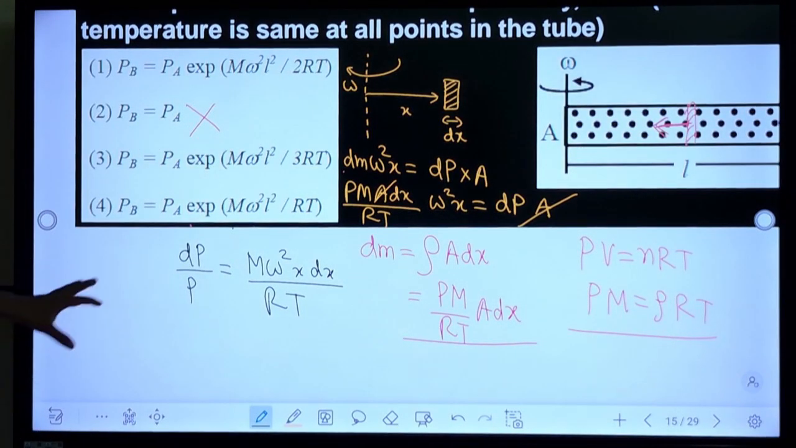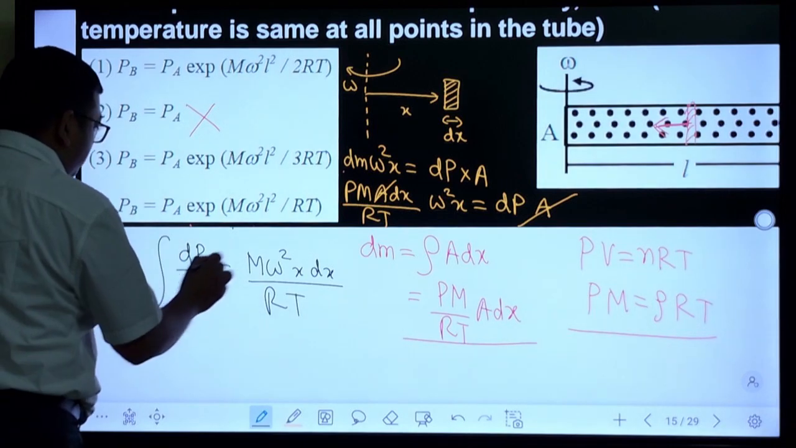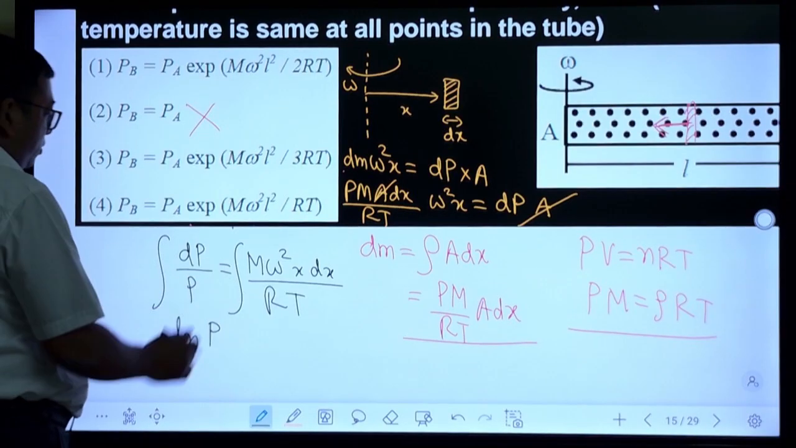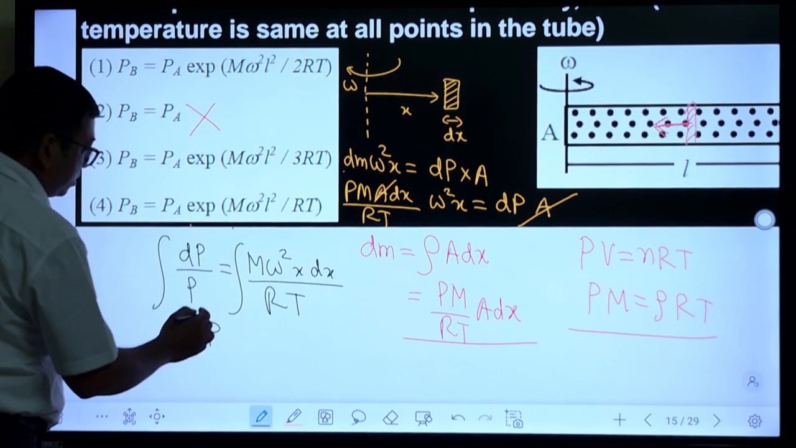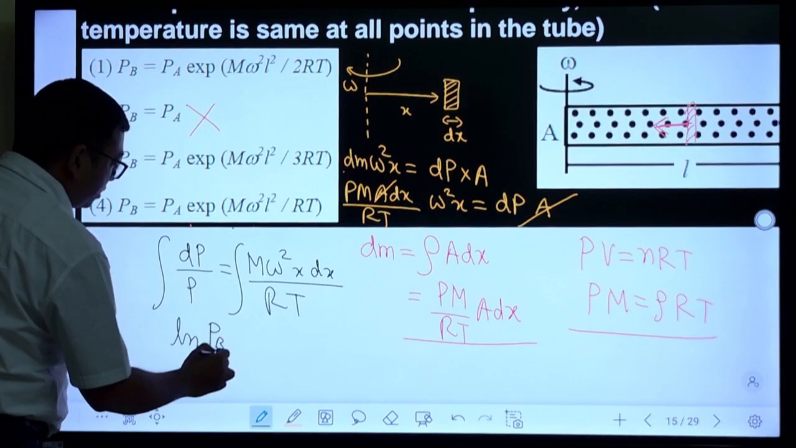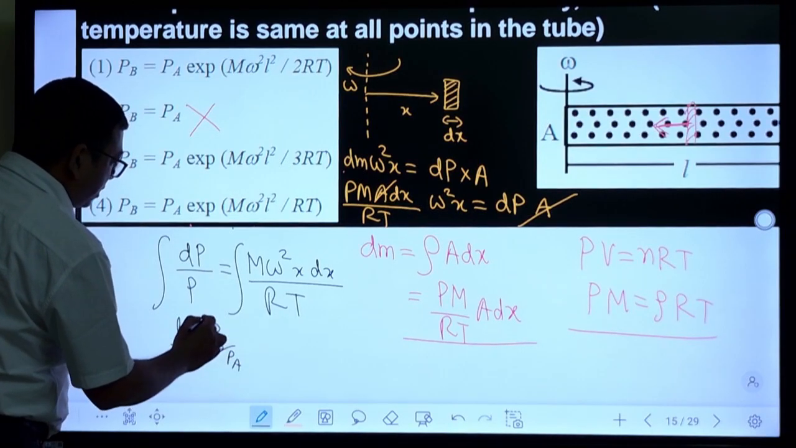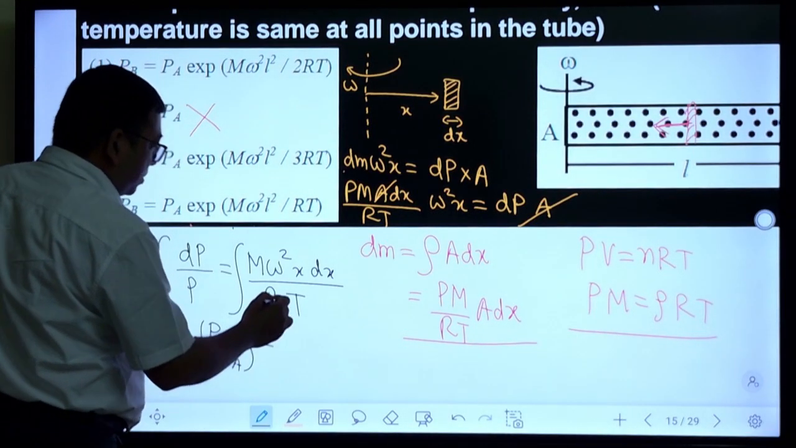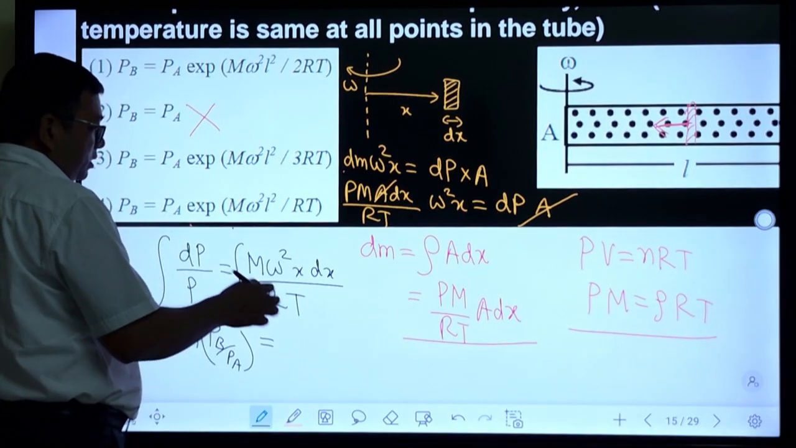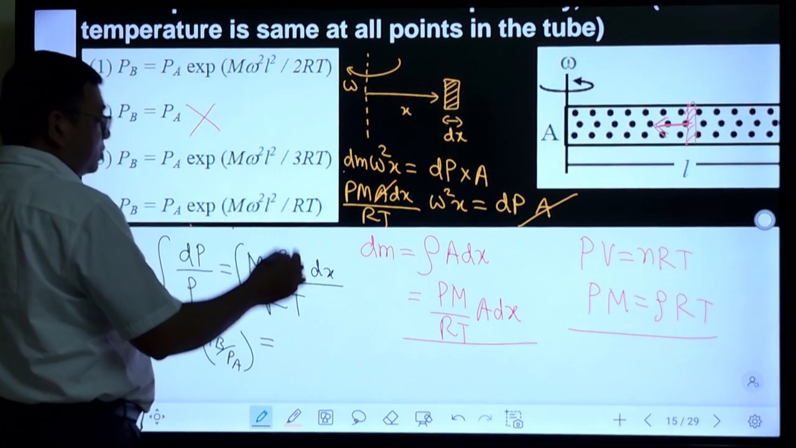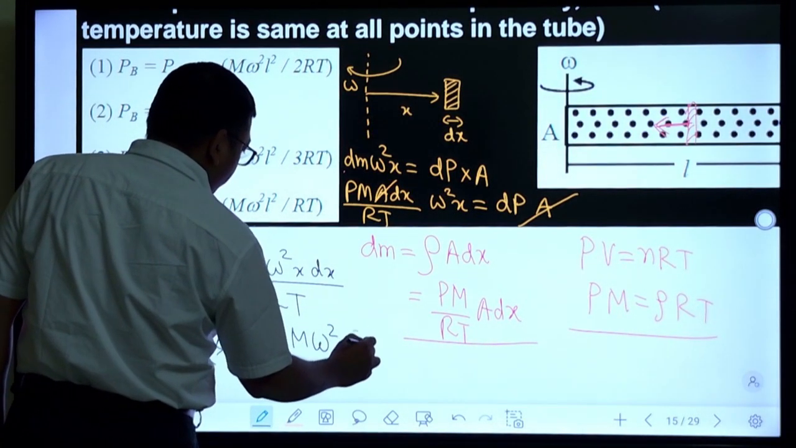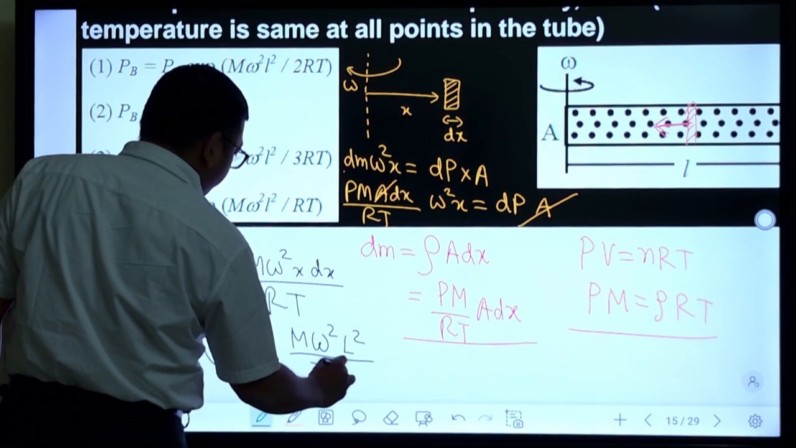Right. So when you integrate this, that will become ln P, and P is going from A to B. So ln PB by PA will come. Lower limit is PA, upper limit is PB, and this will become how much? The x integration is x square by 2, and x is going from 0 to L. So M omega square L square by 2RT.